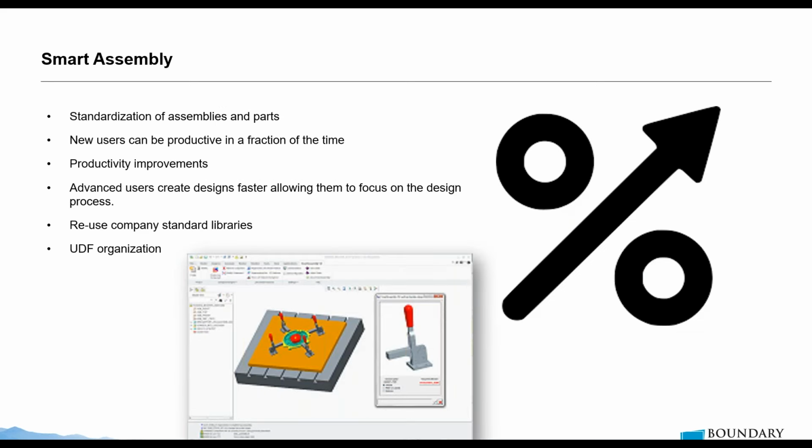So how would we do that? You'll standardize on assemblies and parts, and then you just reuse that. As soon as you reuse that, there are certain rules that go with that. How should the holes be created? Should it be tapped holes? Should it be through holes? Things like that, as a simple example. The big advantage is that new users can be productive in a fraction of the time.